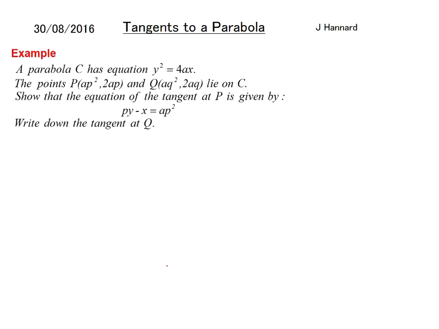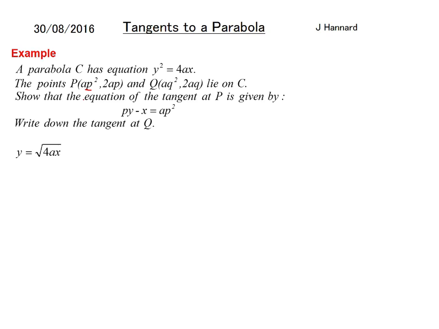So here's an example then. A parabola C has the, well, see, I was already proved wrong by saying that it might change the letter, and we've got a P here instead of a T, so there you go. And I got this straight off an FP1 paper, so that just shows how much I know. A parabola C has the equation y squared equals 4ax, generic parabola. The points P, (ap squared, 2ap), and Q, (aq squared, 2aq), lie on the curve C. Show that the equation of the tangent at P is given by py minus x equals ap squared, and write down the tangent at Q.